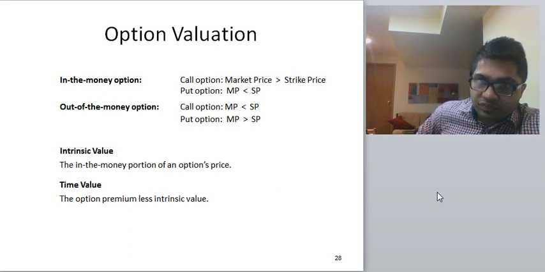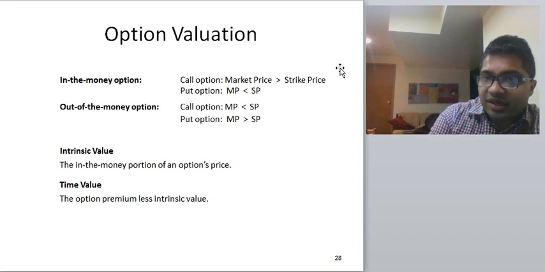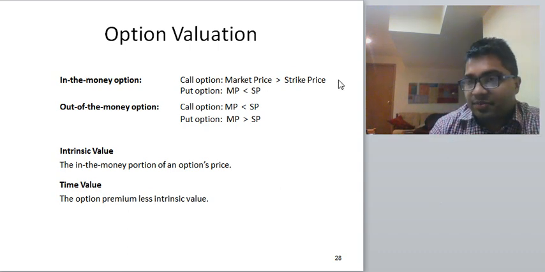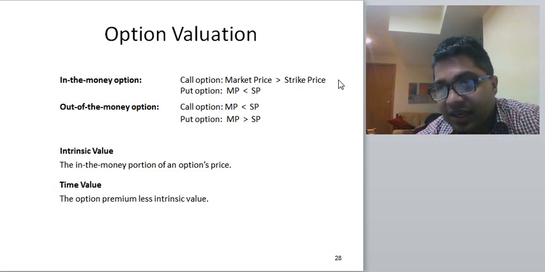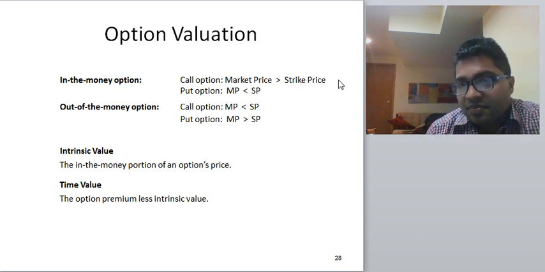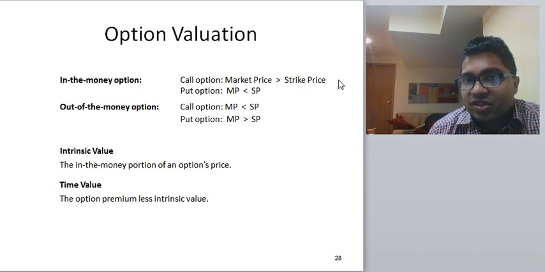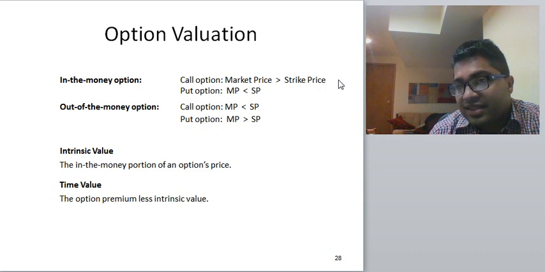Option valuation. Call option is in the money if market price is above the strike price. So let's say your execution price in Facebook was 140, but the market price is right now 160, so your option is in the money. So if market price is greater than strike price, your option is in the money. If it is a put option and price is 120 when the exercise price was 140, then you are in profit.